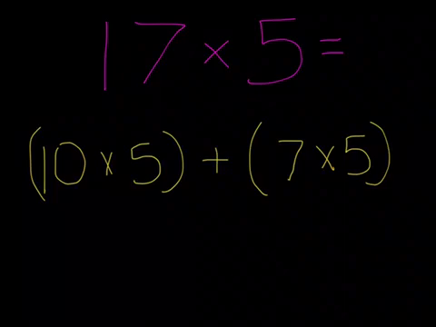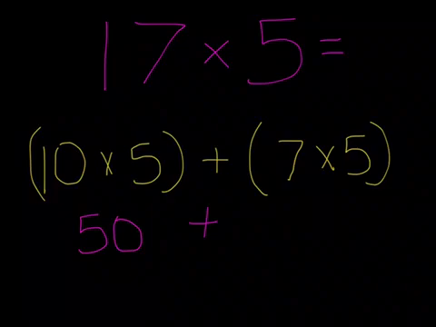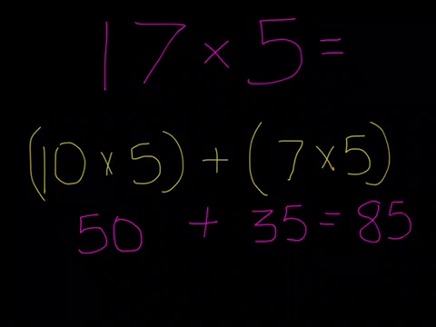So I want you to pause the video. I want you to try to solve this and hit play when you're ready. Okay, so 10 groups of 5, counted by 5s or by 10s, and your answer was 50. And 7 groups of 5, you can count by 5s, your answer is going to be 35. And when you add that together, you got an answer of 85. So 17 times 5 equals 85.